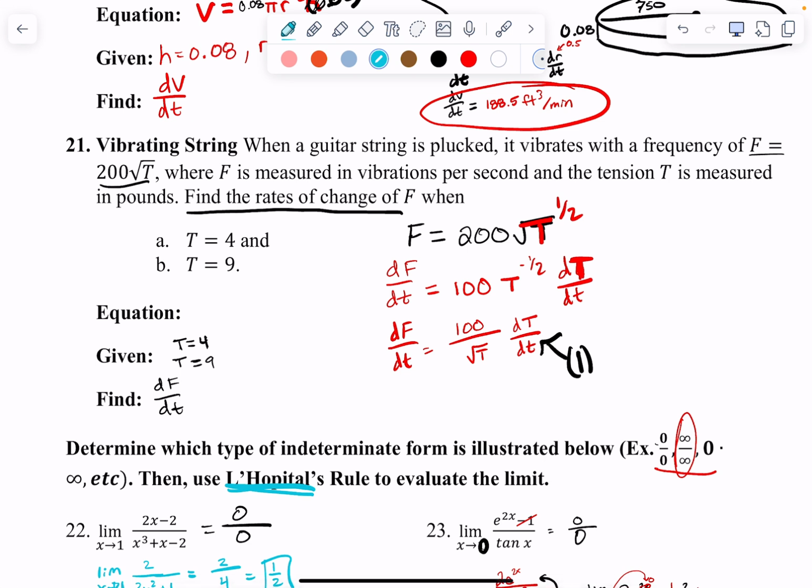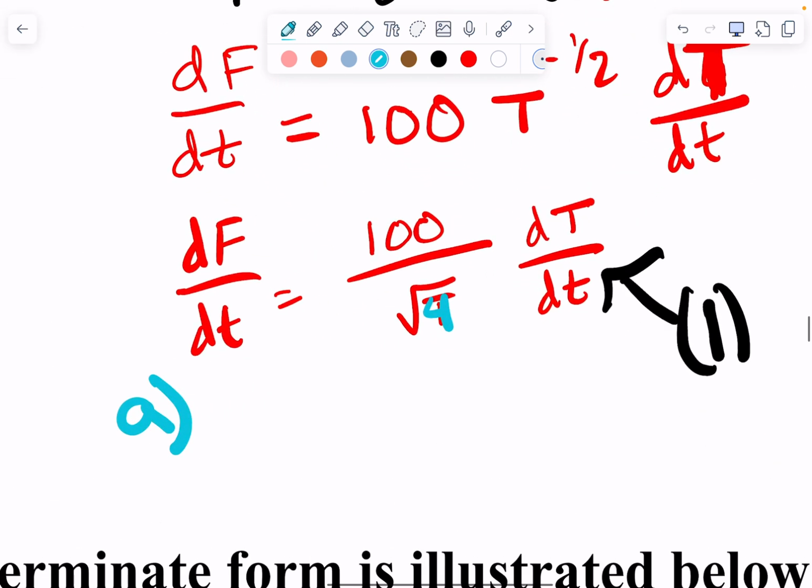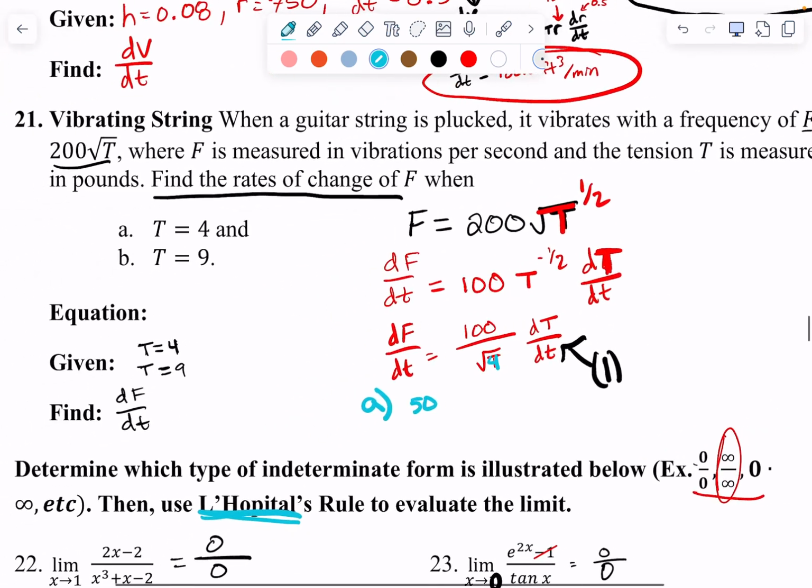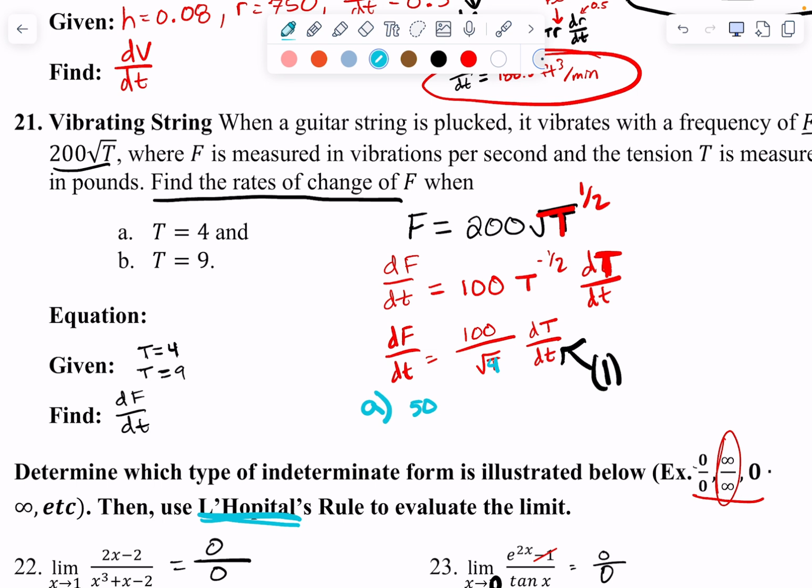Whatever. All right, we're going to plug 1 in. Okay, so in part A, if T is 4, I plug 4 in, and you get the square root of 4, which is 2, and 100 divided by 2 is 50. And we're talking about dF/dt, so the frequency. The frequency is in what per what? The rate of change of F. Yeah, vibrations per second. What's pounds then? Pounds is the tension, but we don't care about that. Okay, if we plug 9 in, the square root of 9 is 3, and 100 divided by 3 is 33 and a third vibrations per second. Okay.